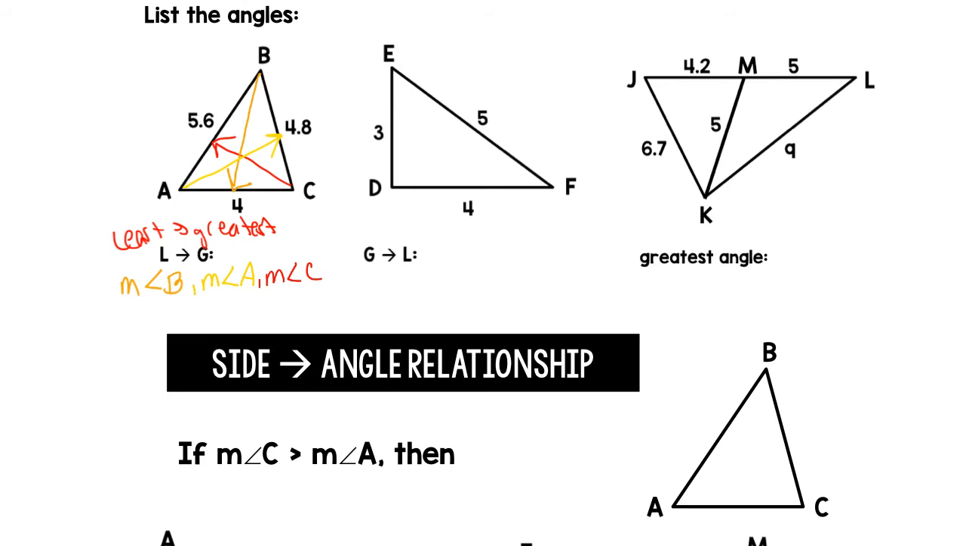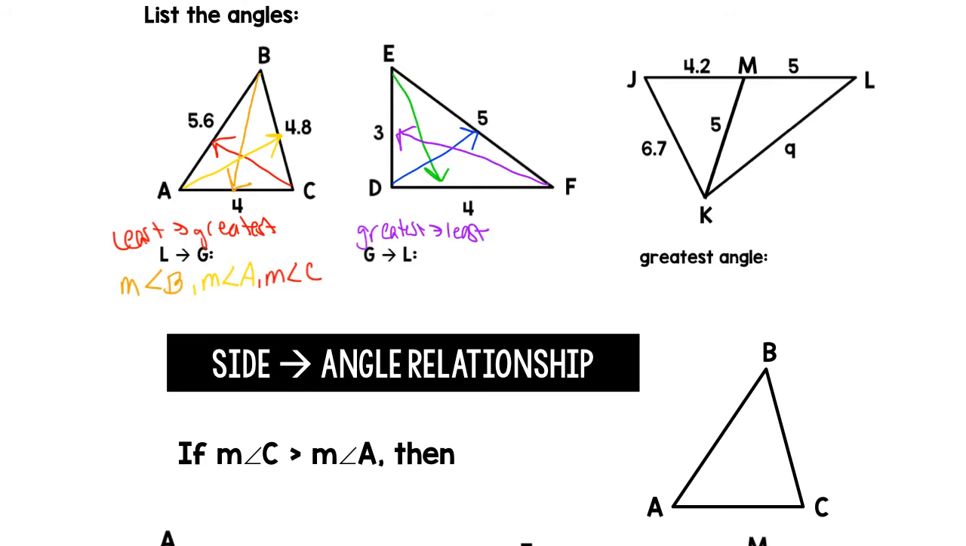Let's do some more. Let's find out the angles that are related with which sides first. We've got angle E is going to go with side DF. Angle D is going to go with side EF. And then angle F is going to go with side ED. So this time we're going to list these from greatest to least.